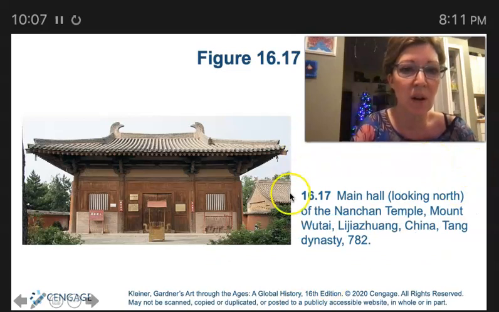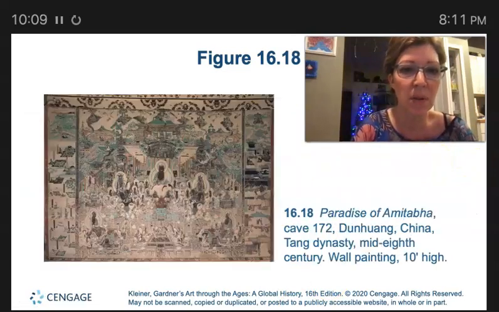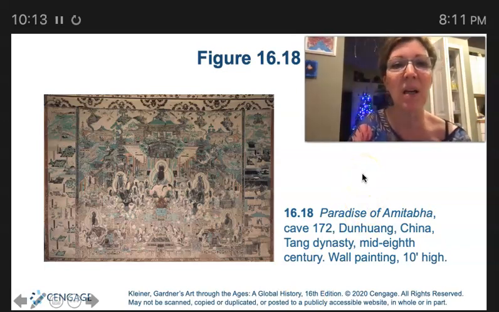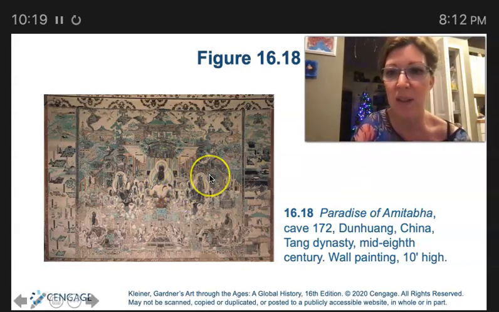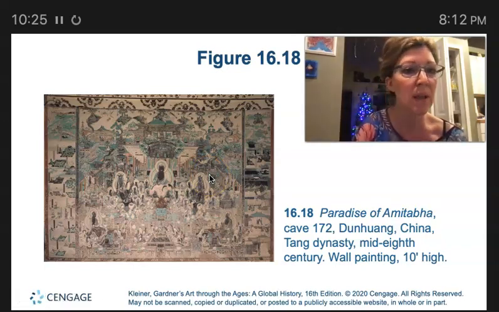Okay, main hall, Nanjing Temple. Okay, so this is the paradise of Amitabha. So we've seen this person before. The name of the central figure here is Amitabha. The art commissioned by the Tang court is best described as worldly and self-assured. Who wouldn't want those qualities, right?